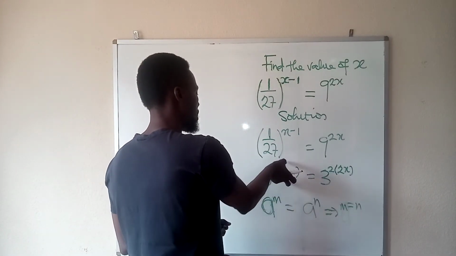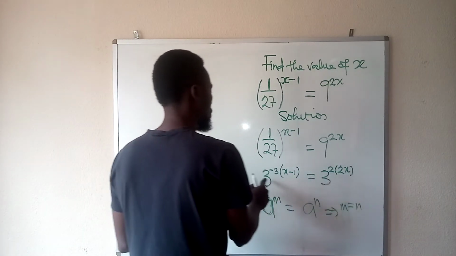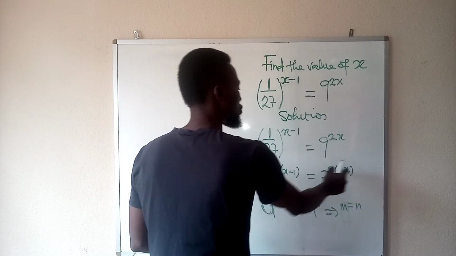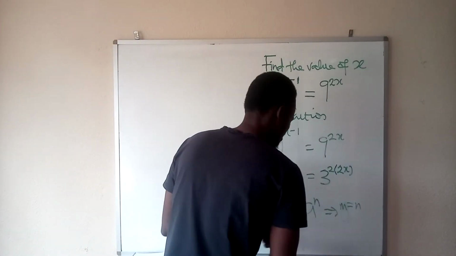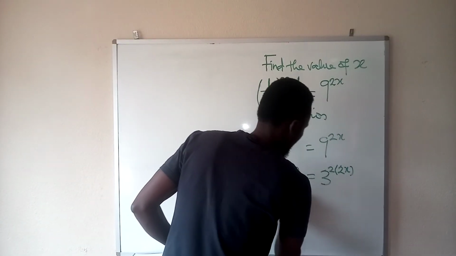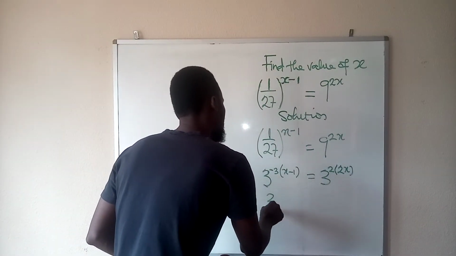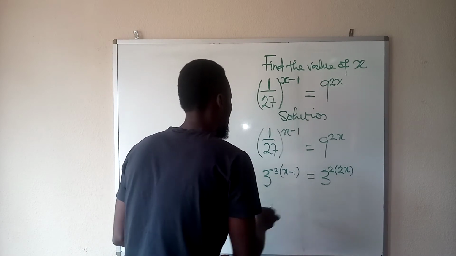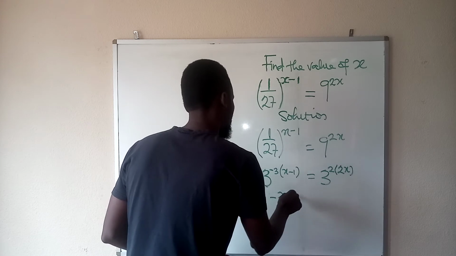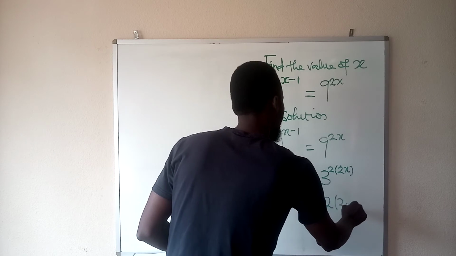This is our a here, this is our m, this is our a here, this is our n here. So if 3 is equal to 3, then negative 3 into bracket x minus 1 is also equal to the other exponent, so we shall equate. That's what we do. Let's quickly wipe this off, and then applying that rule, we shall have negative 3 into bracket x minus 1 is equal to 2x.